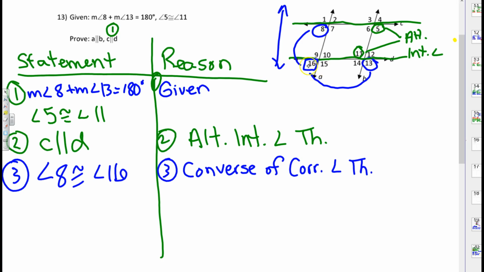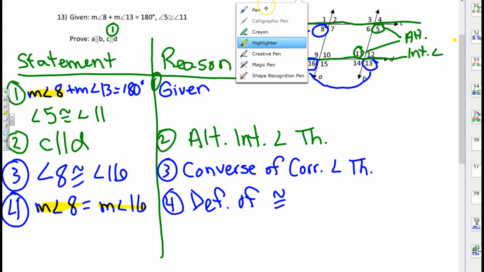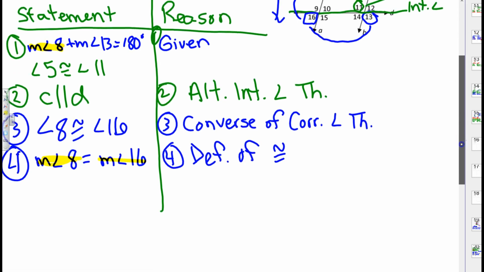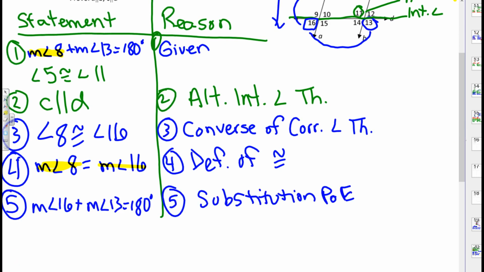Now I want to force a relationship between 16 and 13. That's my goal. If you notice, I've got 8 related to 13 up here with an addition to 180, supplementary angles. So I'm going to flip this into equal signs with my definition of congruency so that I can make a substitution, since 8 is the same thing as 16. I'm going to sub 16 into my next step to get a relationship between the 16 and the 13. That's the thing I'm trying to force right now. So I'm able to say that the measure of angle 16 plus the measure of angle 13 equals 180 degrees by the substitution property of equality.